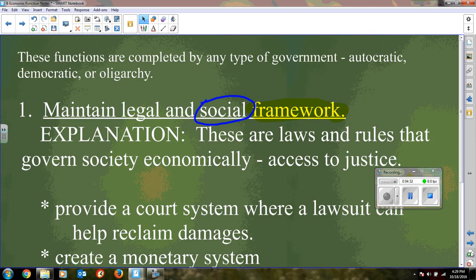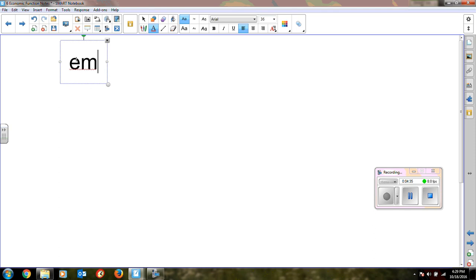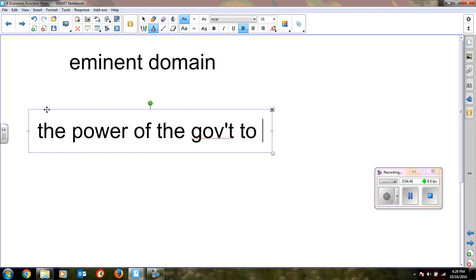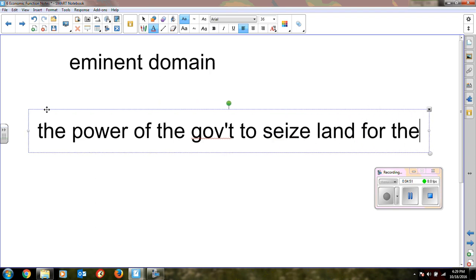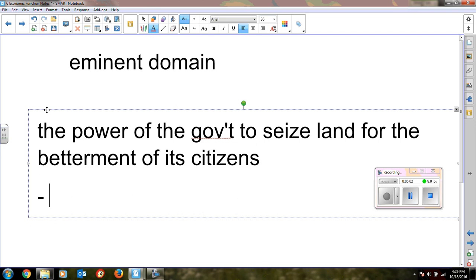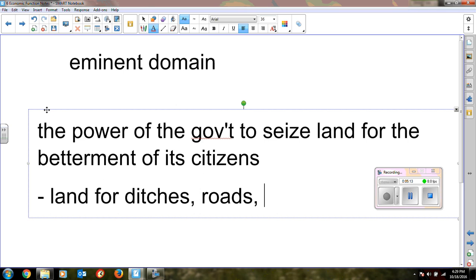Okay. So let's take a look at eminent domain. Eminent domain is, like I said, the power of the government to seize land for the betterment of its citizens. Okay. Now, when would that happen? Well, when the government needs land for ditches, it might take some of your farmland for that. Land for roads, okay? When Highway 60 went in over by Sibley, there was issues of eminent domain. Things like post offices, okay? All of those are examples of eminent domain.